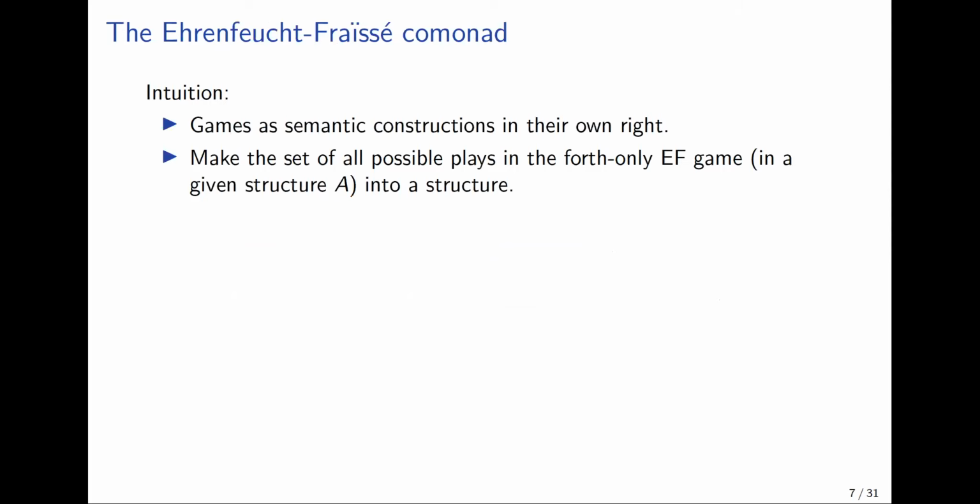Now, with these ingredients, we'd like to sort of cook up a comonad. That's the idea. As I said before, the intuition is that we should see games as semantic constructions in their own right. More concretely, what this means is that you can consider the set of all plays in the forth-only version of the game, say played in a structure A, and you turn this set of possible plays into a structure itself for the same relational signature. And this is done in the following way.